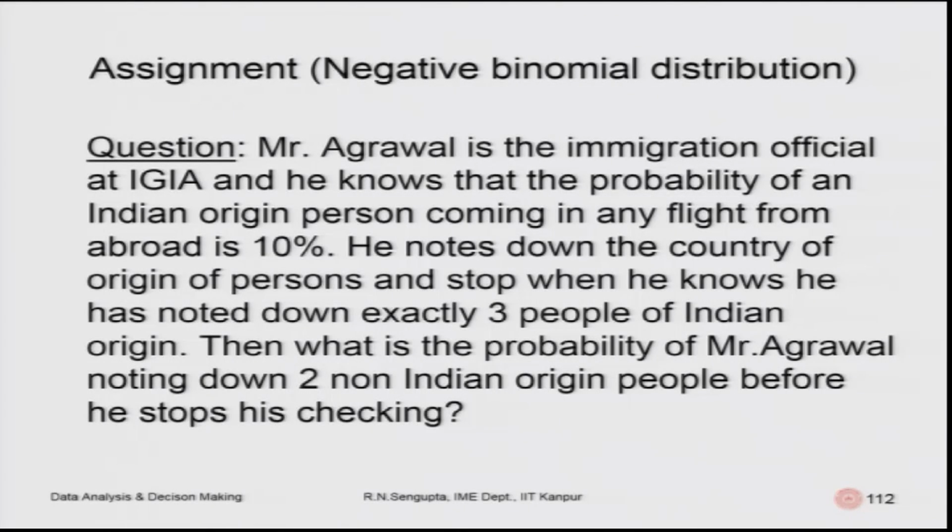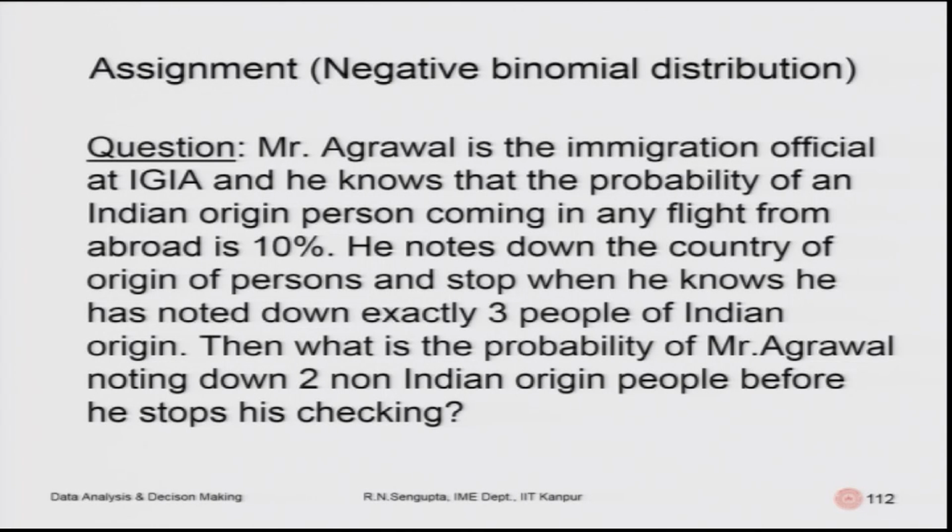Mr. Agarwal is the immigration official of Indira Gandhi International Airport, and he knows that the probability of an Indian origin person coming in any flight from abroad is 10%. So, obviously, foreigners being complementary to that, is 0.9. He notes down the country of origin of the person and stops when he has noted down exactly 3 people of Indian origin. Then what is the probability of Mr. Agarwal noting down 2 non-Indian origins before he stops his checking?